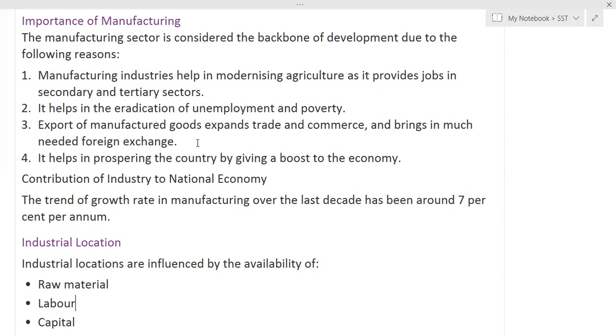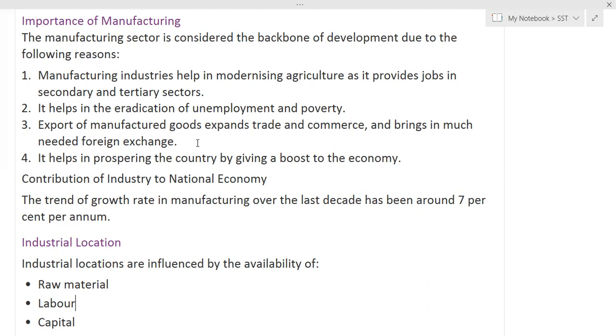It helps in the eradication of unemployment and poverty. Eradication means stop. We can say stop, or push it off. It helps push off unemployment and poverty. We know that people not having jobs are called unemployed, and poverty refers to those who are poor.